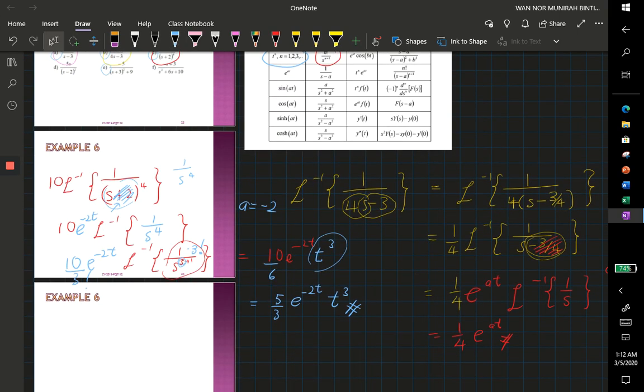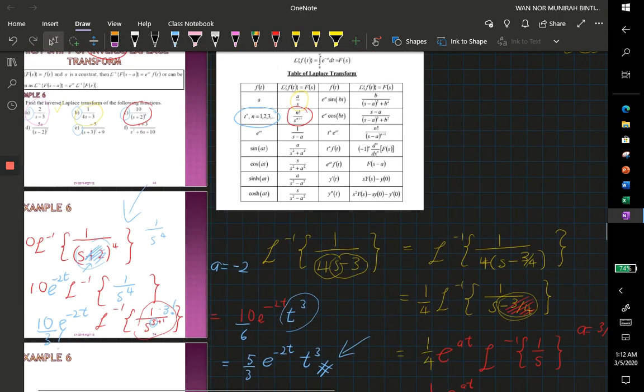If you still feel not confident, what you need to do is take the Laplace transform of 5 over 6 e^(-2t) t cubed and apply the first shift property of Laplace transform. Okay, from the previous lecture, you apply the first shift property when you get the solution in the time domain. So you need to apply back here the first shift property of Laplace transform. Understand? Okay.